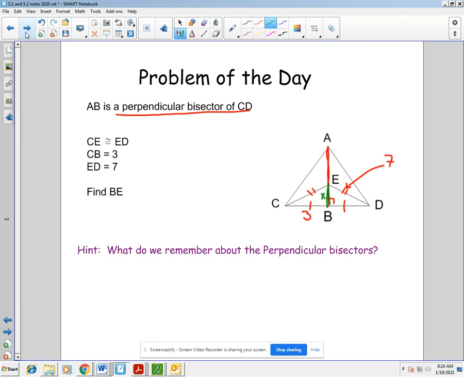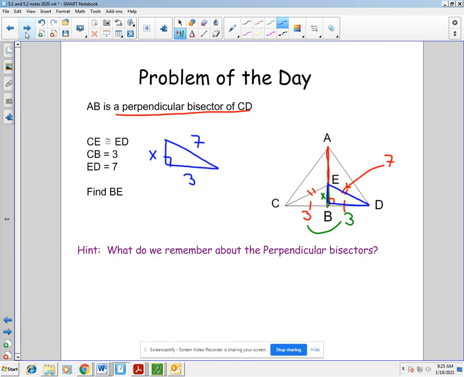And how do I do this? If this segment is 3, this segment is also 3. And what I want you to do right now, please look at the picture in blue. Okay, I'm going to copy the picture over here. The picture in blue looks like this. This is 3, this is X, and this is 7. Okay? So how do I find the value of X?